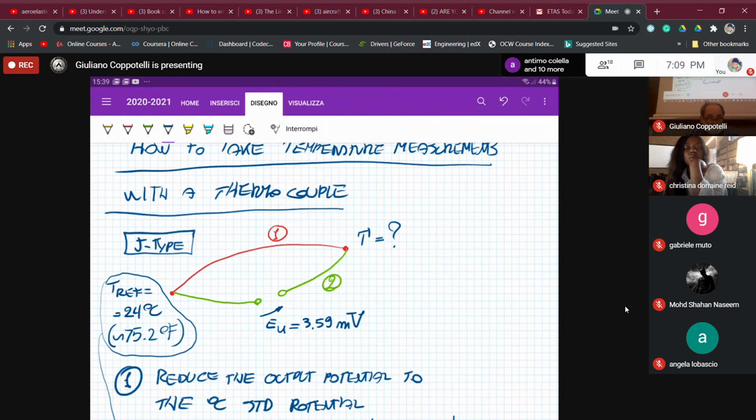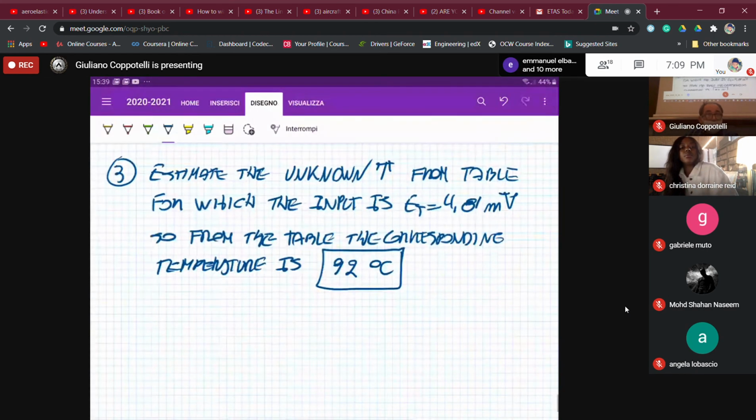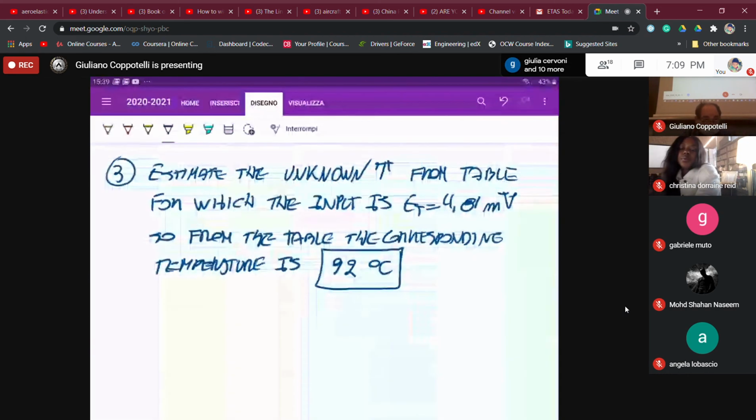Okay. So that is the general principle of measuring the temperature using a thermocouple.